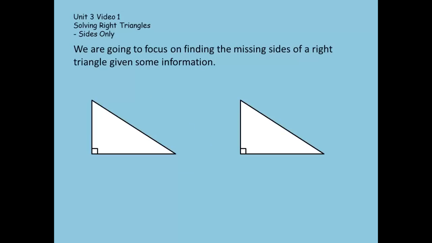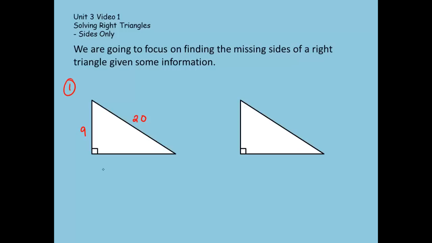Alright, so we're going to focus on finding the missing sides of a right triangle. Our first example is going to have a side length of 9 and a hypotenuse of 20. If all I care about is finding the other sides of the triangle, I think using the Pythagorean theorem is your best bet here. I don't know the angle measures, so that's not really helping me at all.